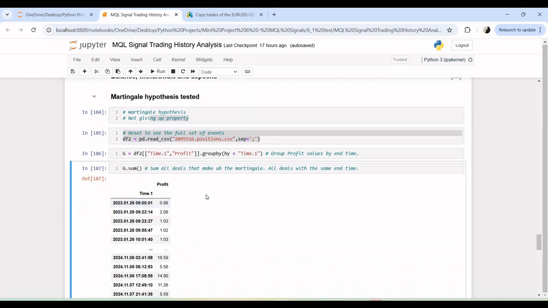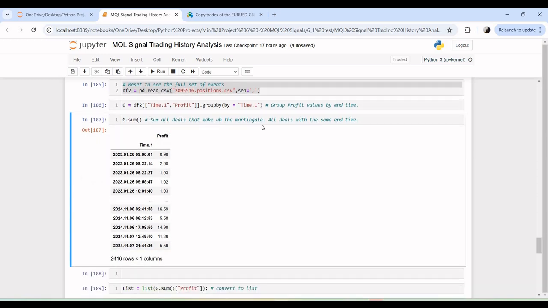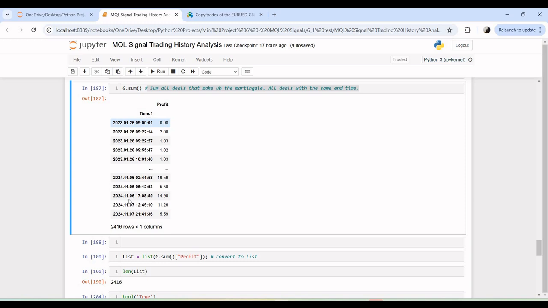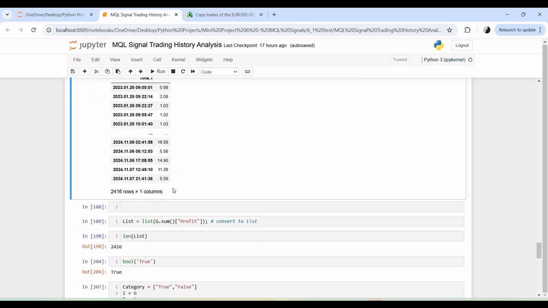What we do here is group by the closing time. So we consider all deals that were closed at the exact same time as part of a group. We'll just term this a martingale trade or martingale group. Grouping by this close time, and now looking at the profit for each group or each martingale, we have the table shown. 2,416 deals now, and we have a profit column.